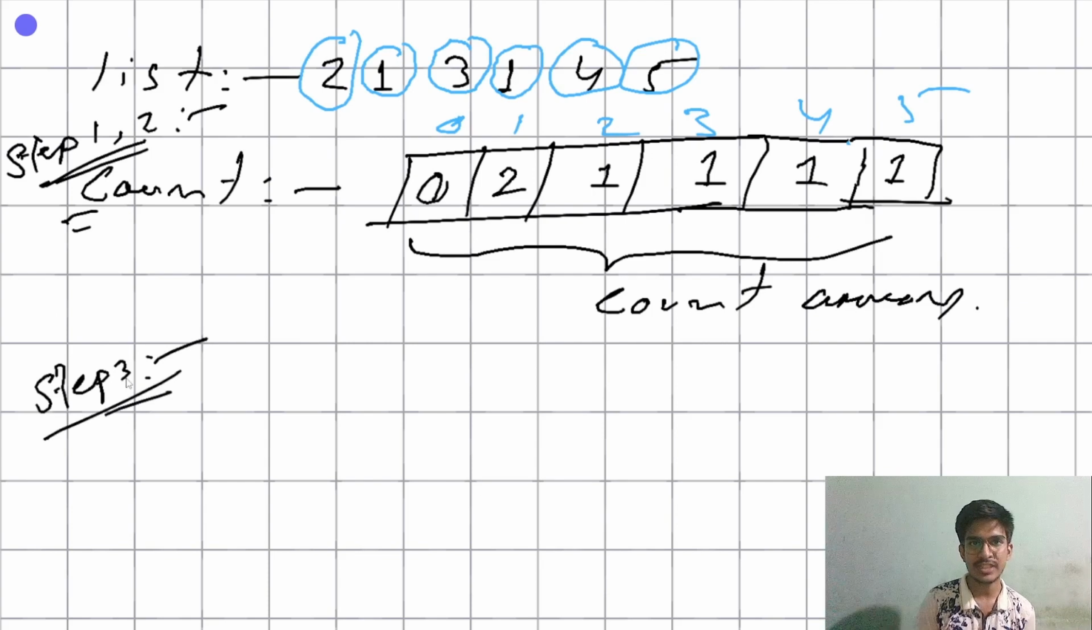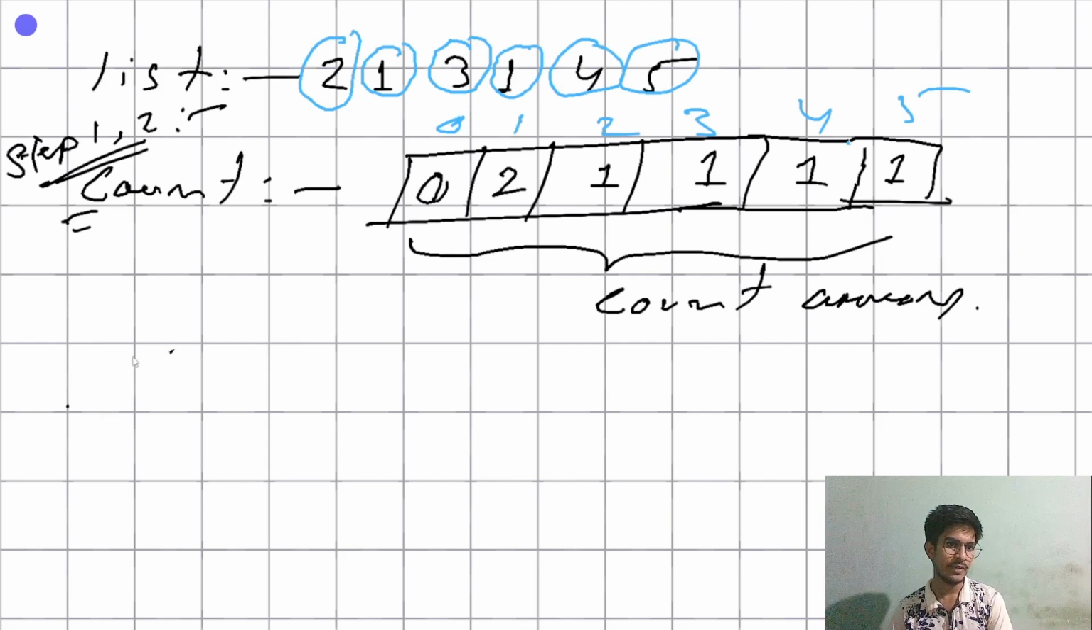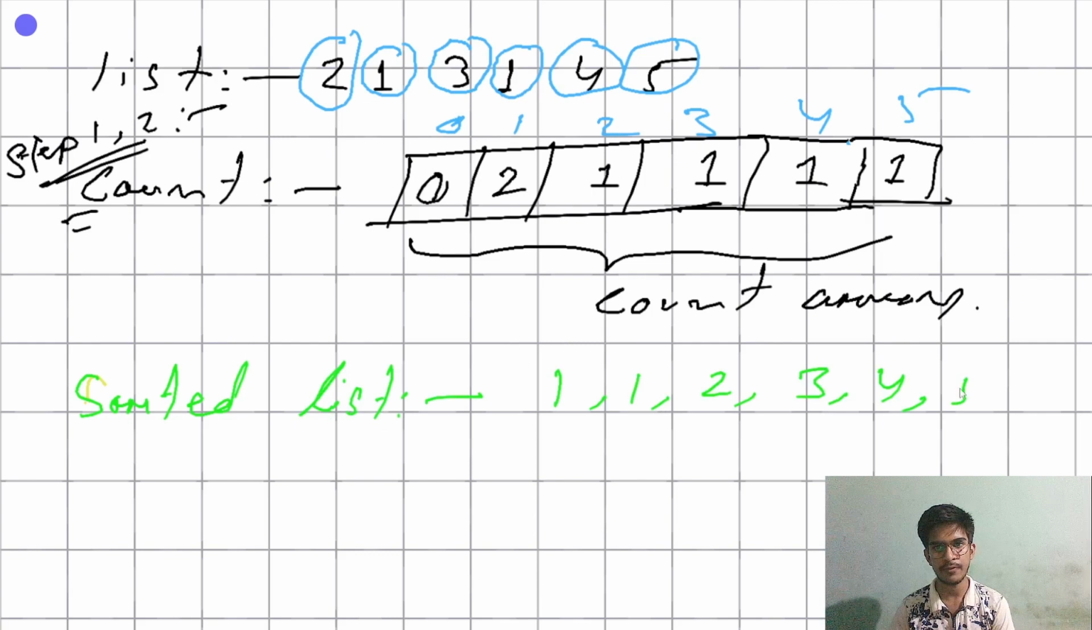Step 3, in case of the sorted list, suppose let's see if this list is sorted, how it looks. It will look like this actually. If we show the sorted list, let's do it in green. Sorted list, it's not green actually. Sorted list, okay, it will be 1 1 2 3 4 and 5, right?